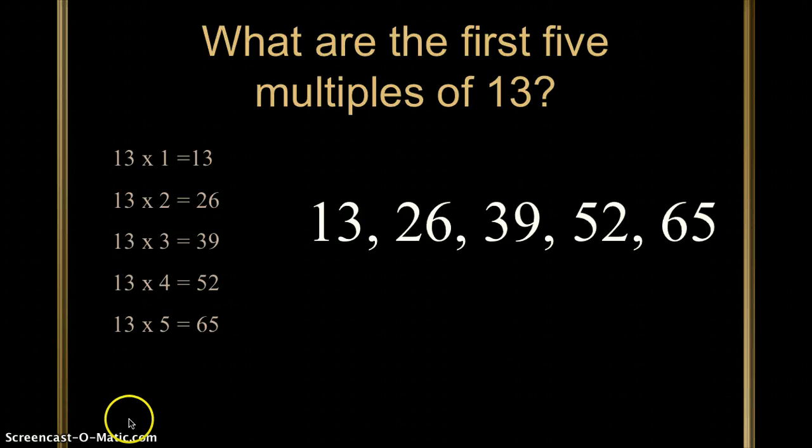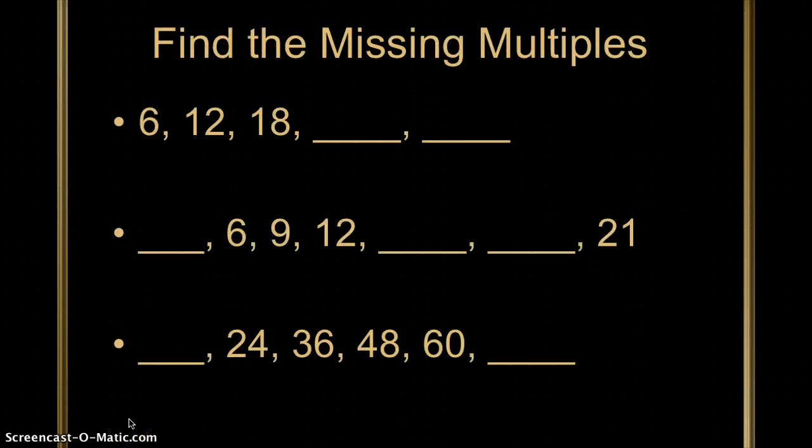All right, so bring these in tomorrow. Go ahead and just copy this down and bring it in tomorrow, and make sure that you fill in the blanks. So the first one is looking at your multiples of 6. So 6 times 1 is 6, 6 times 2 is 12, 6 times 3 is 18, and then fill in the last 2, and then fill in the blanks for the next ones.